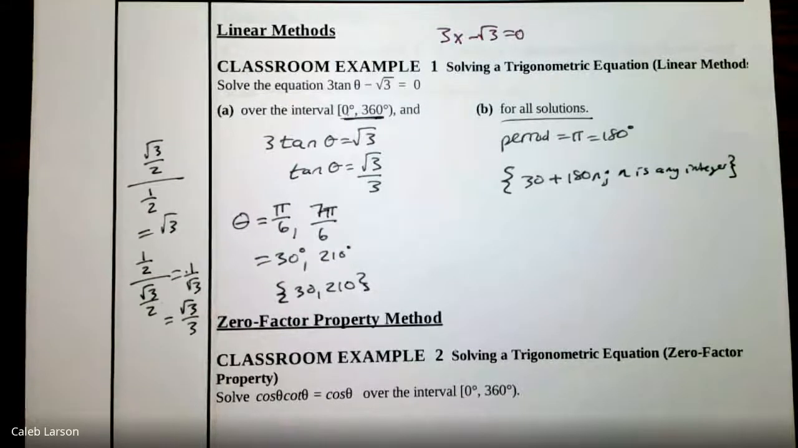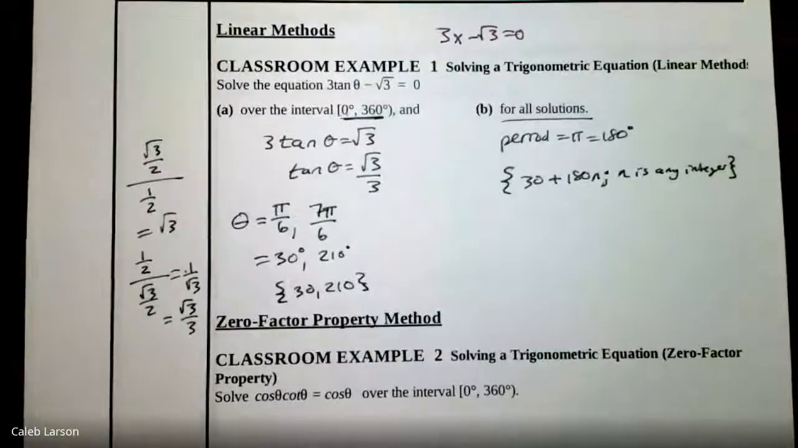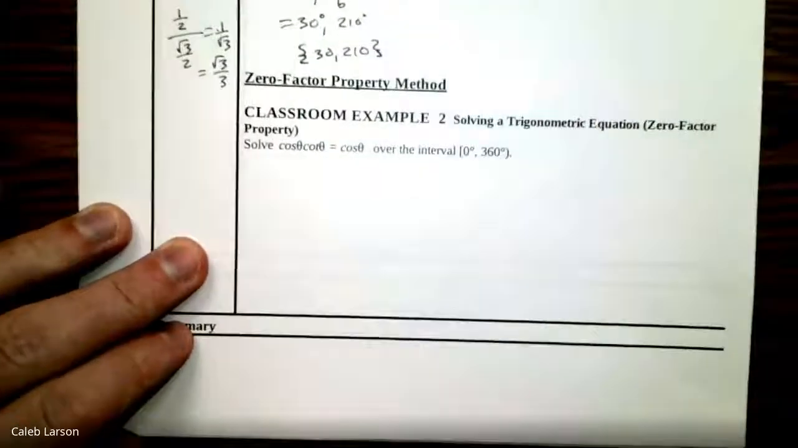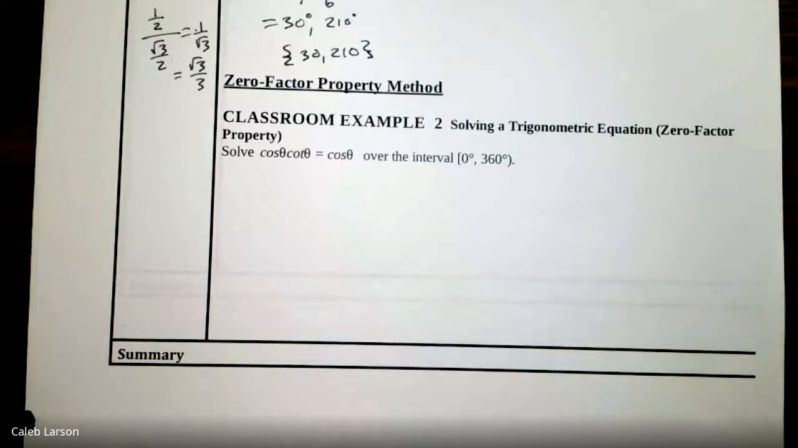Okay, so that's one method. It would just use the same trick you'd use to solve this, and we're good to go. Okay, the next one we have, it's really hard to see this, we have the zero factor property. This is something that you learned in geometry, okay?